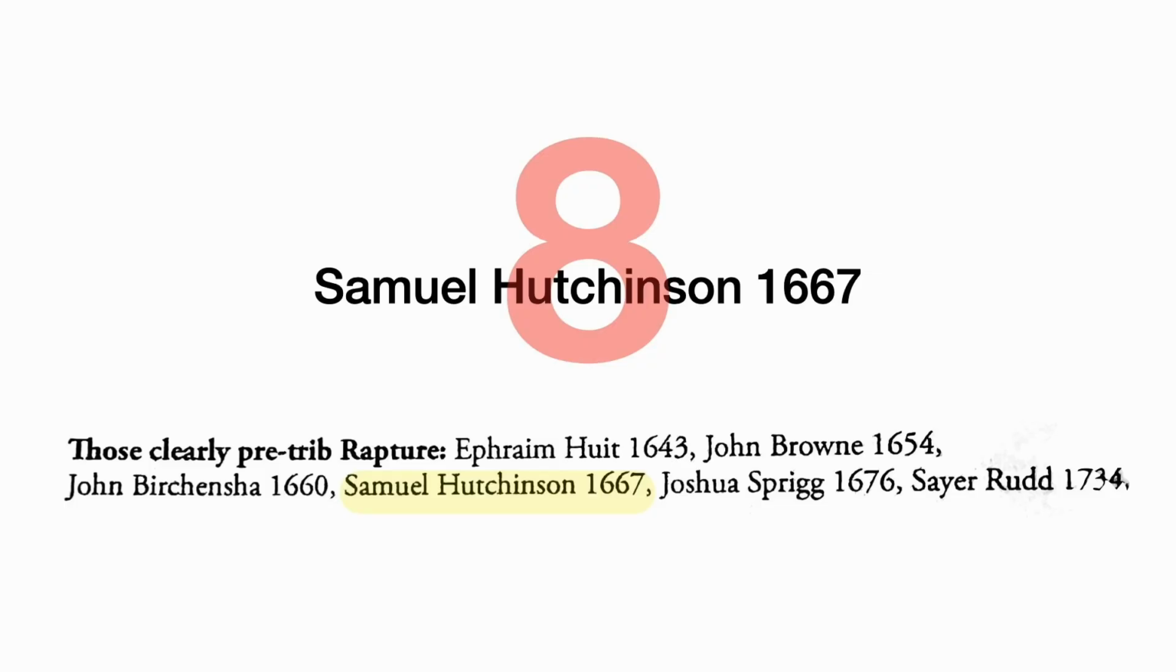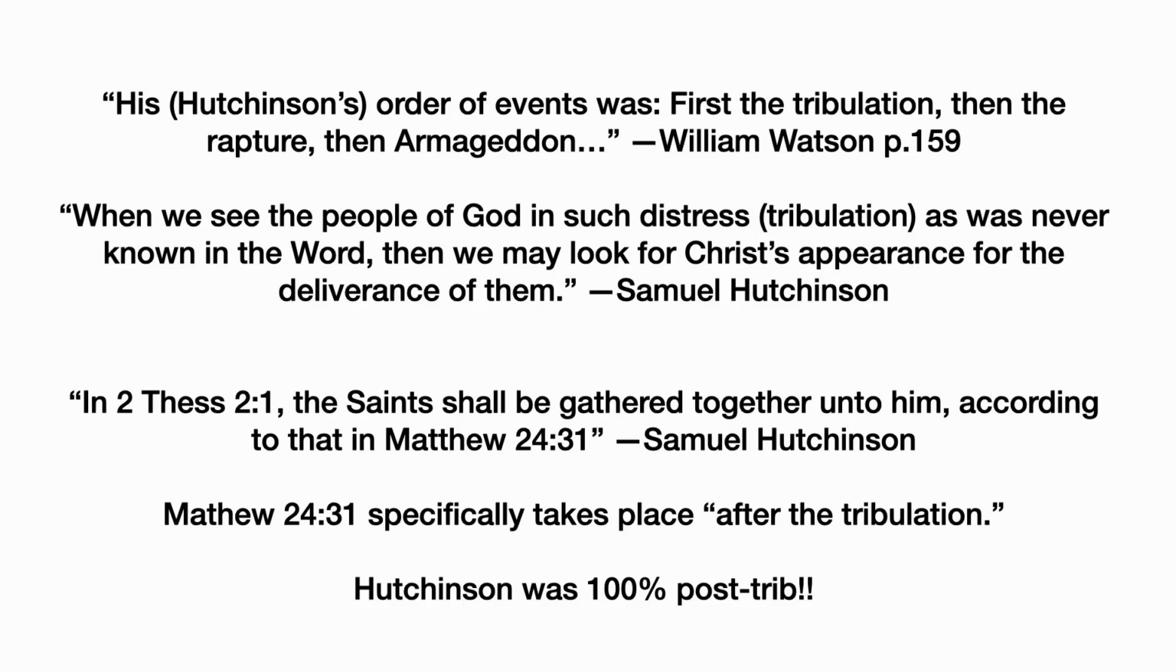Number 4 is Samuel Hutchinson. I said Huntington, my bad. In 1667. Here's Watson's statement. He says his order of events was first the tribulation, then the rapture, then Armageddon. Tribulation, rapture, Armageddon. He did not put the rapture before the tribulation. You can't say that he was pre-tribulational.